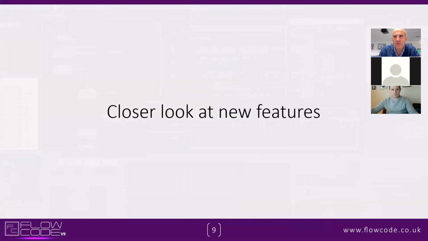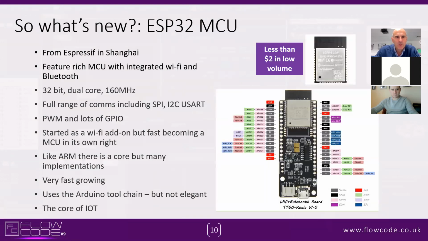So let's look at some features just a bit closer. One of the features that's new this year is there's a new chip, a new kid on the block. And this is an ESP32. Now, ESP is a company called Espressif out of Shanghai. And these guys started out by producing Wi-Fi and Bluetooth modules. And they're based on a 32-bit processor. But more recently, they've come out with general purpose chips that include Wi-Fi and Bluetooth.